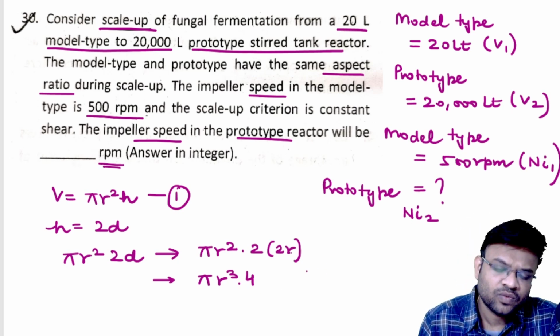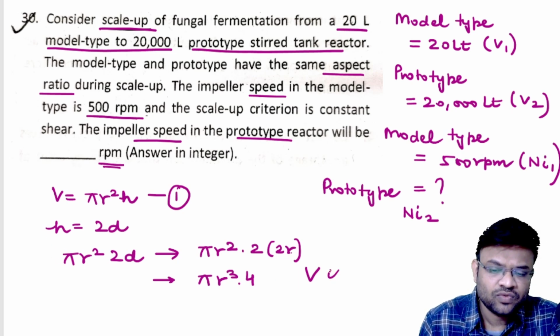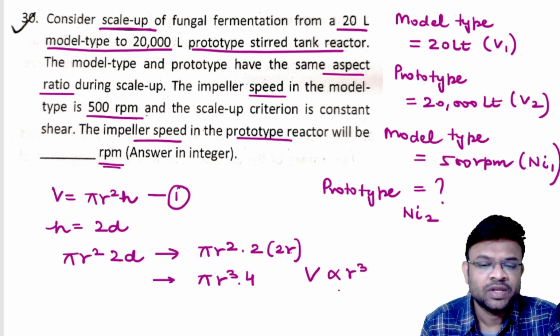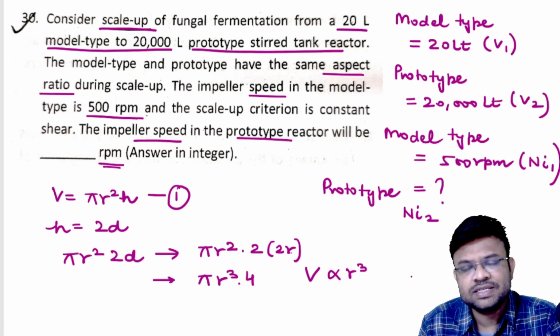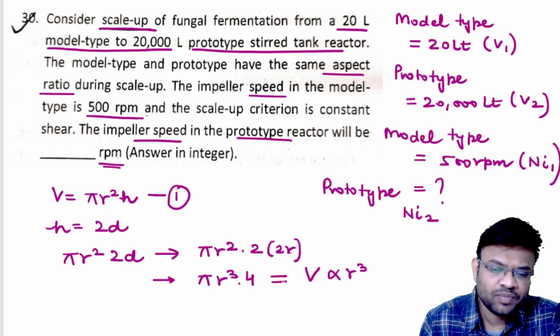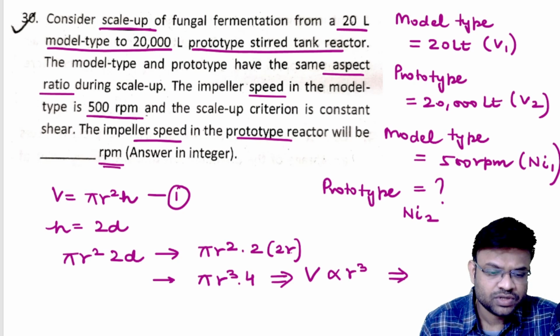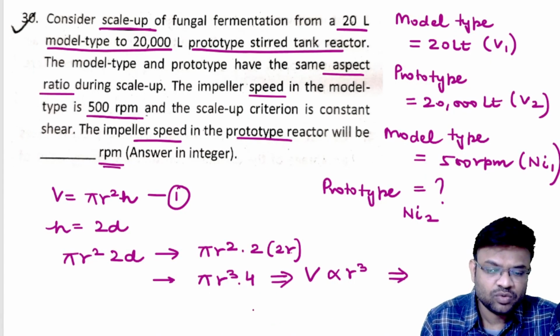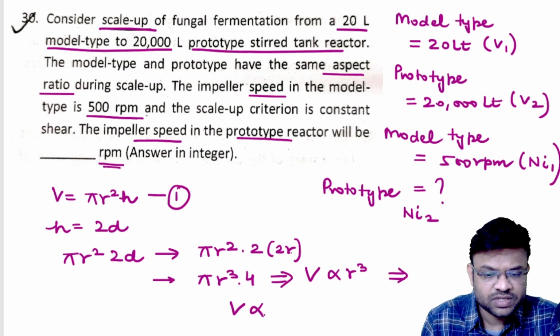This means that volume is directly proportional to r cube. In other words, since volume is directly proportional to radius cube, we can also imply that volume would be directly proportional to the diameter cube also. I can write it here: volume is directly proportional to the diameter cube.